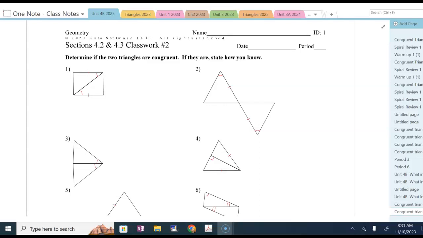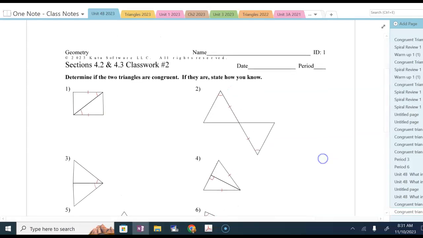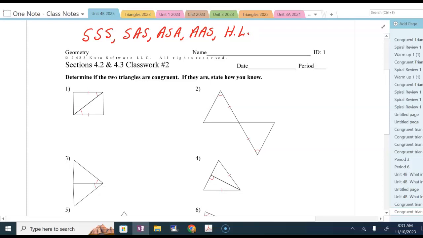Hello geometry students, today's learning target is to justify if triangles are congruent. Again, the 5 ways that we've talked about are side, side, side; side, angle, side; angle, side, angle; angle, angle, side; and hypotenuse, leg. What's different about this worksheet compared to the first worksheet is the triangles are overlapping or touching. So I'm going to start on number 1.